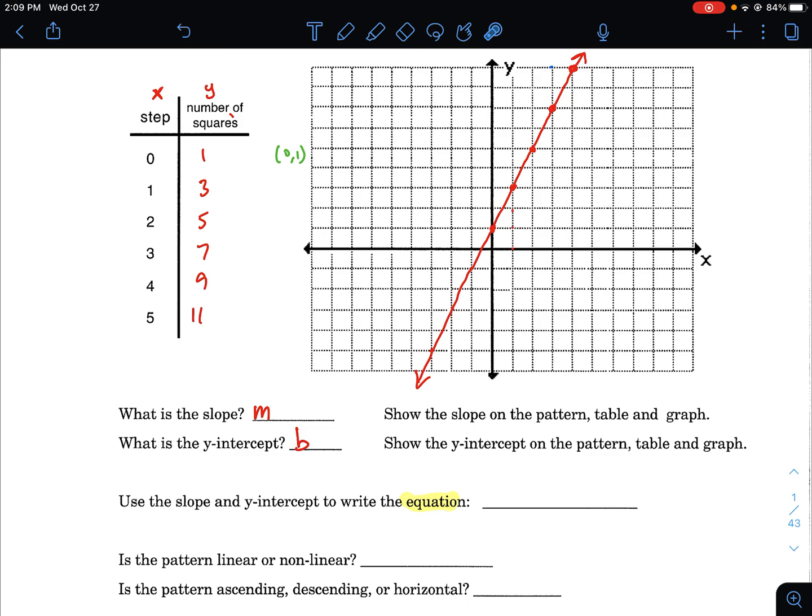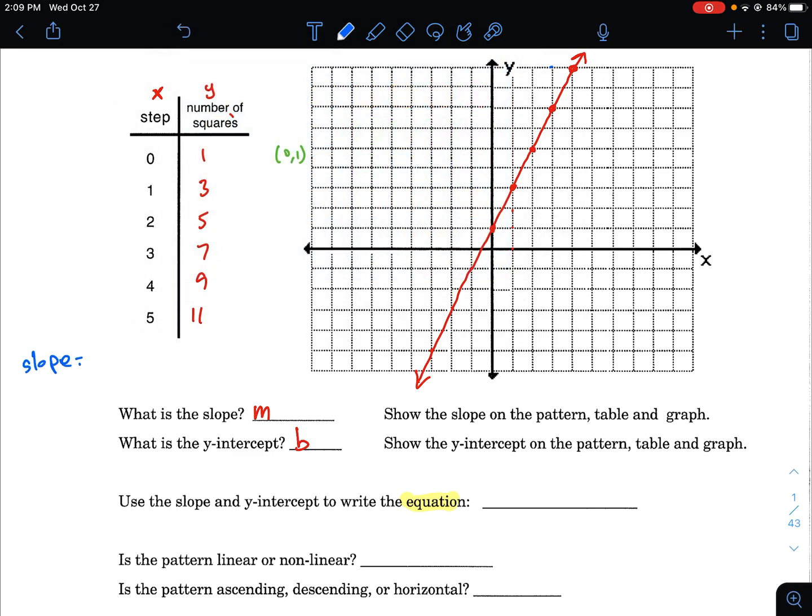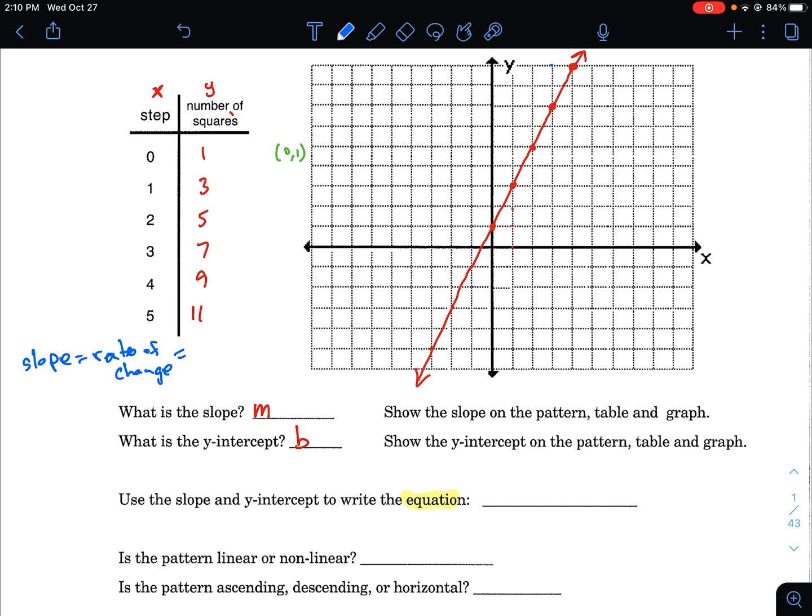What is the slope? The slope is also known as the rate of change. If you're doing a distance or time graph, that would be like the speed. And how do you figure out the slope? You look for the change in y and you divide it by, or put it over, the change in x.